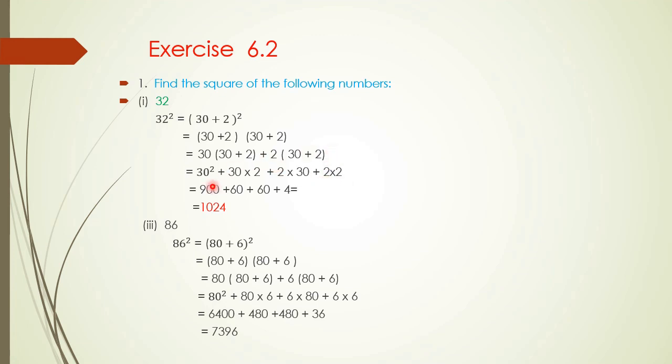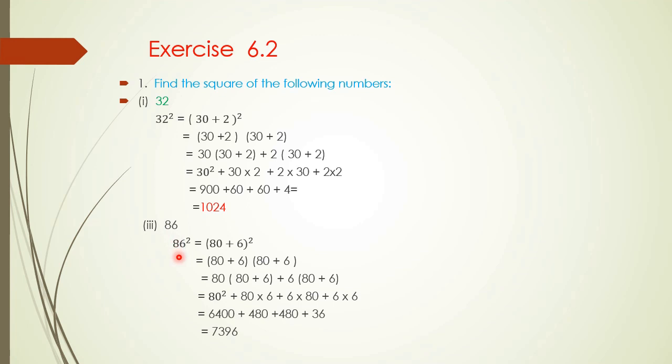Okay, 30 square, 30 into 30, is 900. 30 into 2 is 60. 30 into 2 is 60, and plus we write here. Okay, and plus 2 into 2 is plus 4. So all these terms now we have to add. Adding, we will get 1024. If you multiply 32 into 32, the answer will also be the same. So here in the textbook we have the illustration to find the square using bracket expansion. So the teacher has done the finding of the square in this method. Okay.